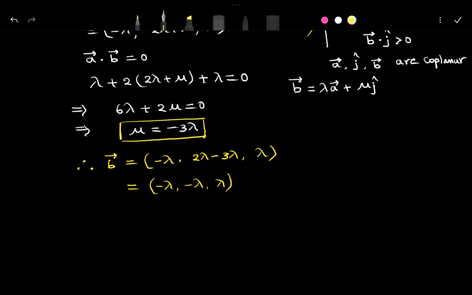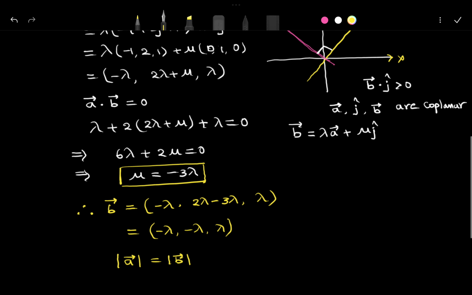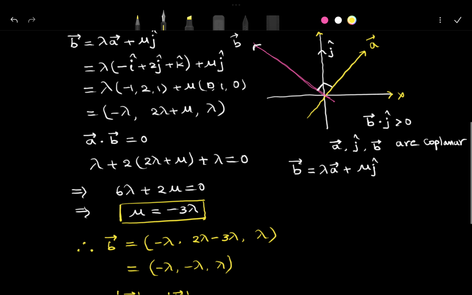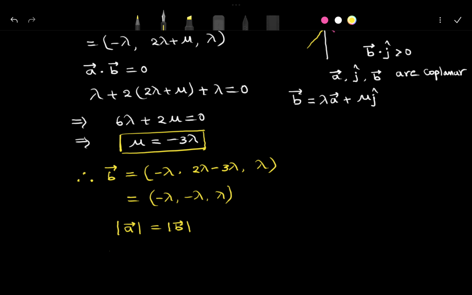So according to that, when a bar is rotated through an angle of 90 degrees in the y-axis away from the y-axis, the modulus of a bar equals the modulus of b bar. So the magnitudes will be the same. Now, according to this, what is the modulus of a bar? The a bar vector is minus i plus 2j plus k. The magnitude of a bar will be the square root of 1 plus 4 plus 1. This is the modulus of a bar.